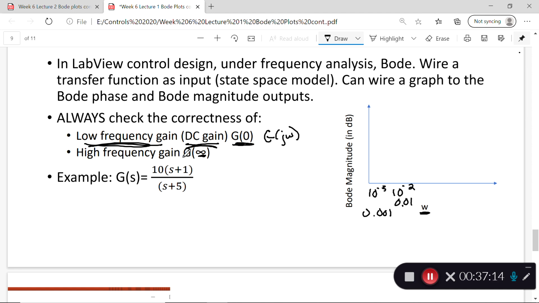For example, if I have the system 10 times s plus 1 over s plus 5, I can check what it should look like. G of 0 for this, when I plug in 0 for s, j omega, I get 0 plus 1 on top, which is 10, over 0 plus 5, which is 5. That's 2. In magnitude, in decibels, I do 20 times log base 10 of 2. That becomes 6 decibels.